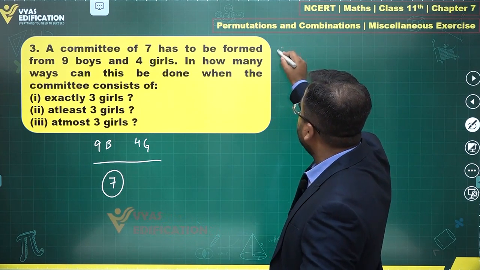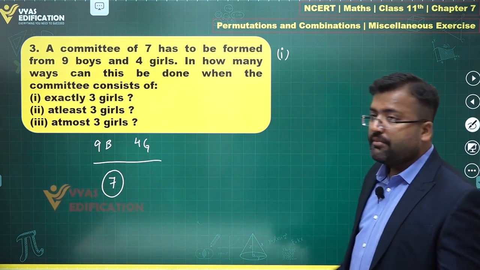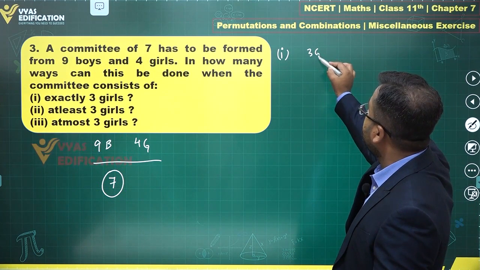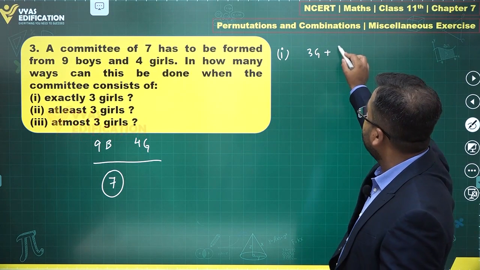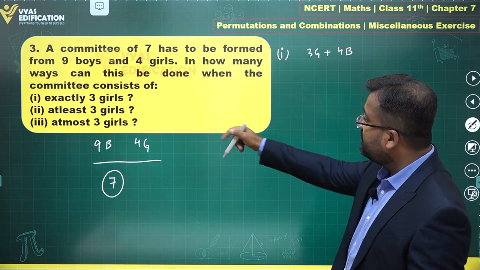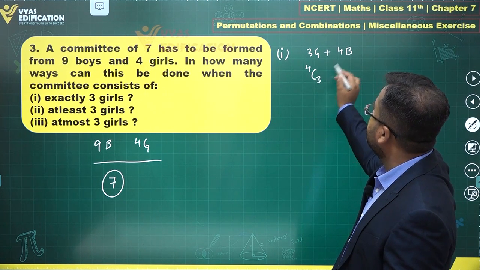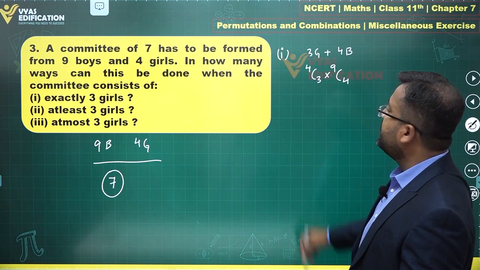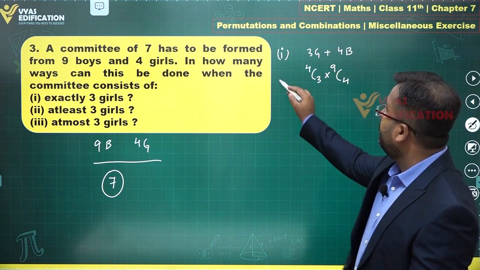So let's talk about the first part. For selecting a committee of 7, if you have exactly 3 girls, you select 3 girls, and how many boys? You select 4 boys. That's the case, right? So selecting 3 girls out of 4 girls will be 4C3. Selecting 4 boys out of 9 boys will be 9C4. And the number of ways would be this.